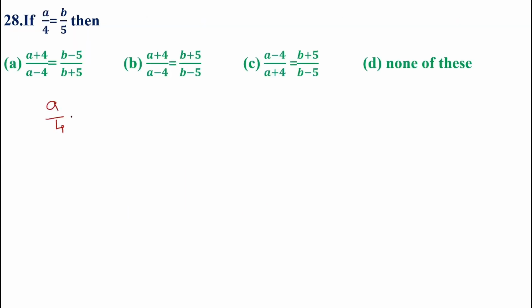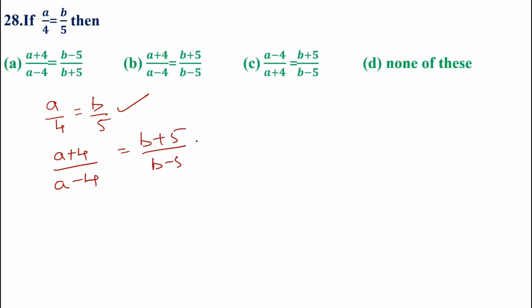A by 4 is equal to B by 5. Then what can be written? Applying componendo and dividendo, it will be A plus 4 by A minus 4 is equal to B plus 5 by B minus 5. So option B is the correct answer.